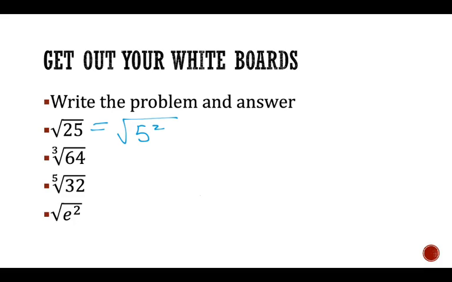The very last one. I gave you a hint and said that 25 is the same as 5 squared. What is the square root of 5 squared? 5. All right. So what's the square root of e squared? E.